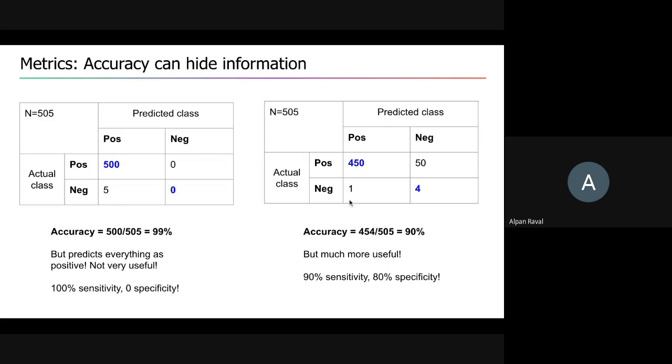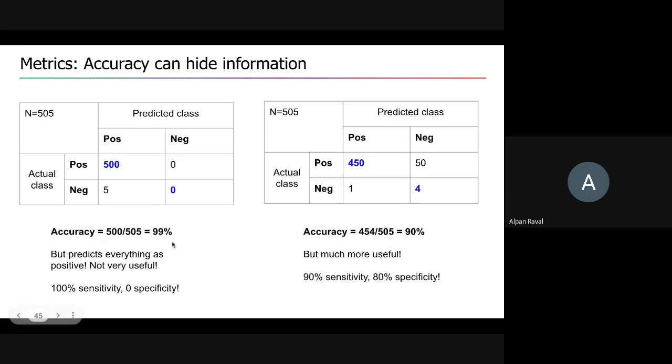Now, if you look at the other classifier, it's doing something a little bit different. Out of 505, 450 are both actually positive and predicted positive. 4 are actually negative and predicted negative. 50 are actually positive but predicted negative, and 1 is actually negative but predicted positive. So the 50 and 1 are again errors.